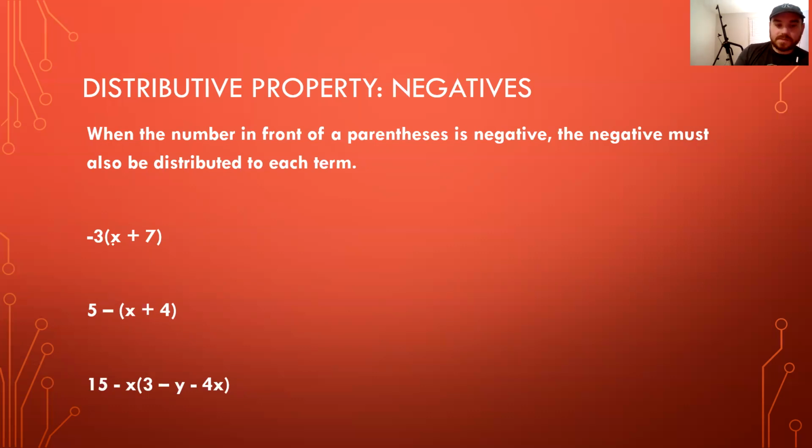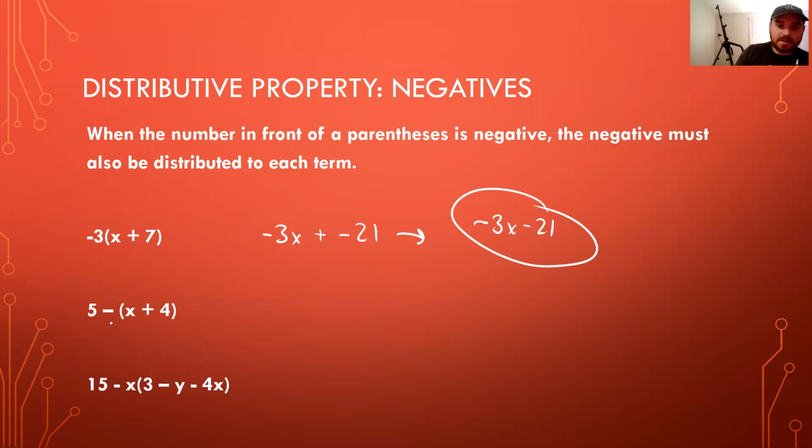So we have negative 3 times positive x plus 7. Negative 3 times x is negative 3x. Negative 3 times 7 is 21. So we can still write this as plus negative 21. But then since we're simplifying, this becomes negative 3x minus 21.